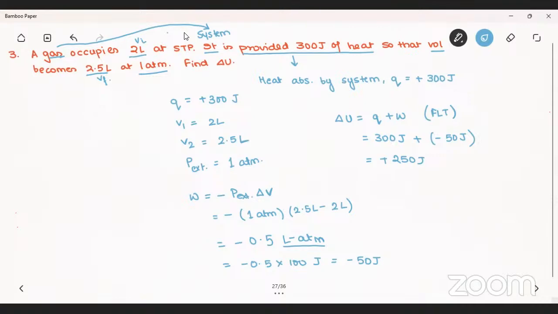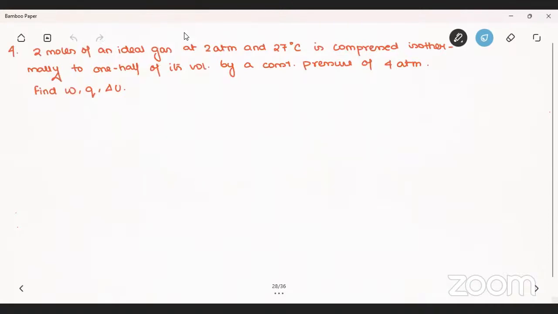Done. All the confusions, all the queries, all the things. Done. Okay. So can we move to the next sum? Today we will do a lot of sums. So a lot of time will be taken.